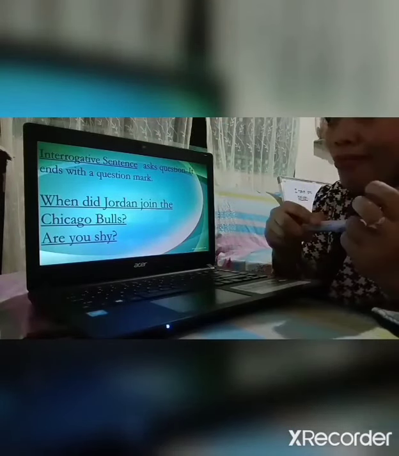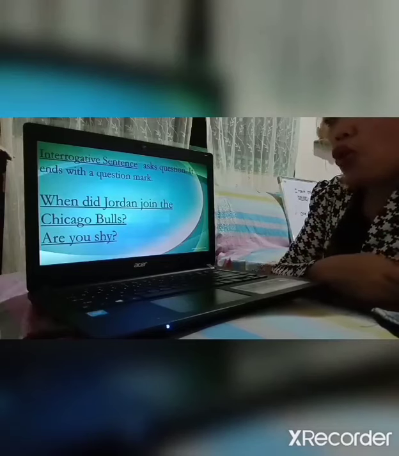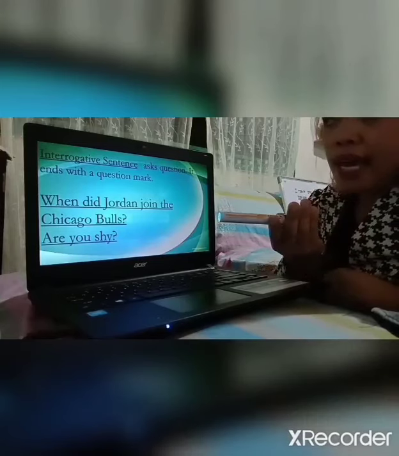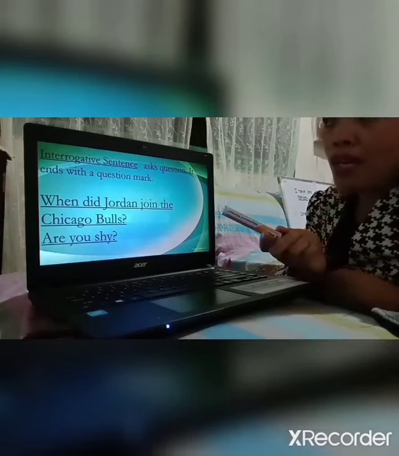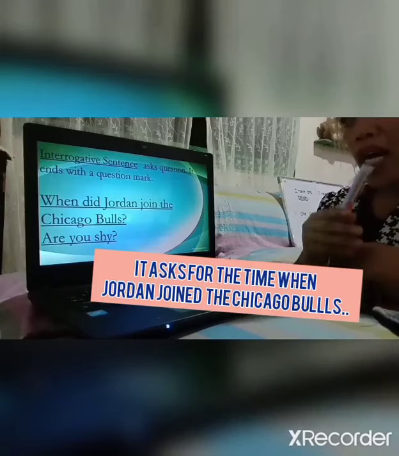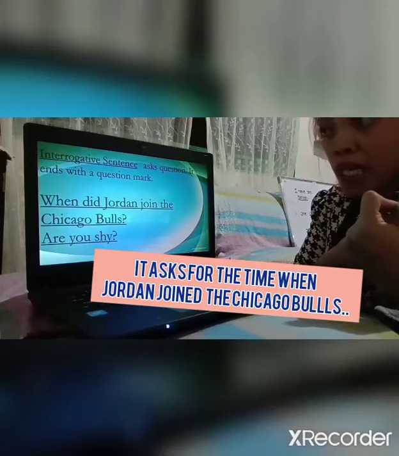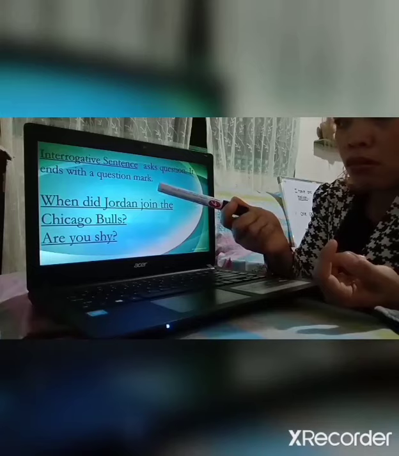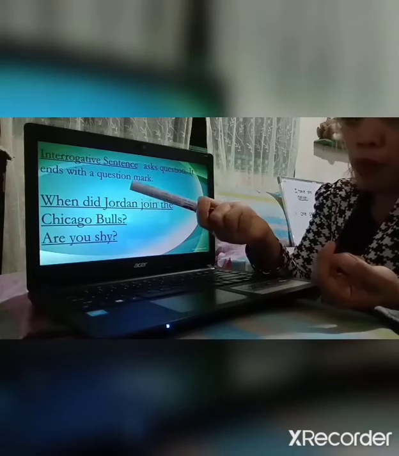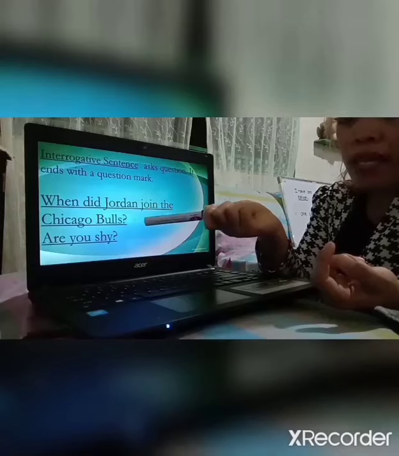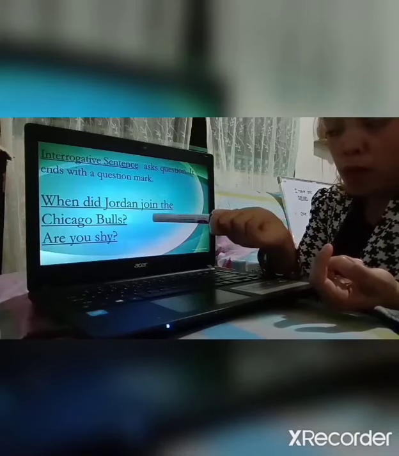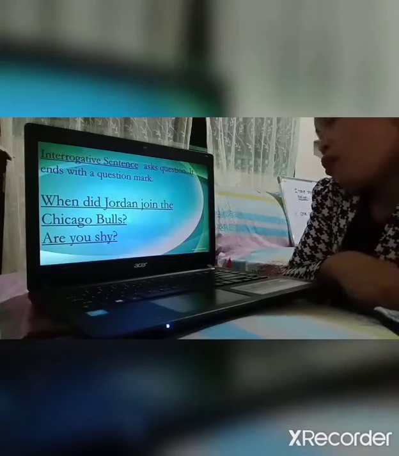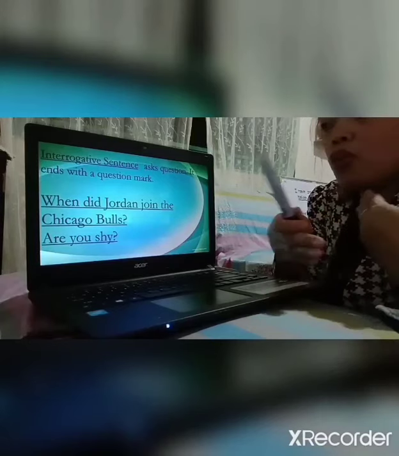Sentence number 1: When did Jordan join the Chicago Bulls? That's it. The sentence is interrogative because it is asking. Try to look at how the sentence is written. Of course, we capitalize the first letter of the group of words. The first letter is W from the word when. Then, of course, we end it with a question mark, which means that we are asking.